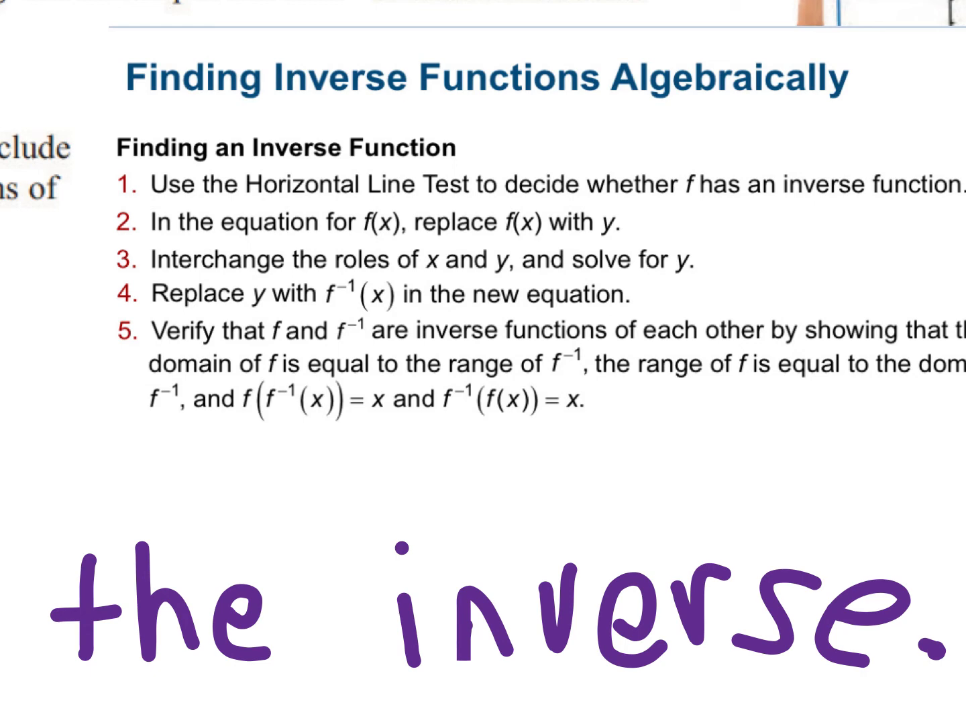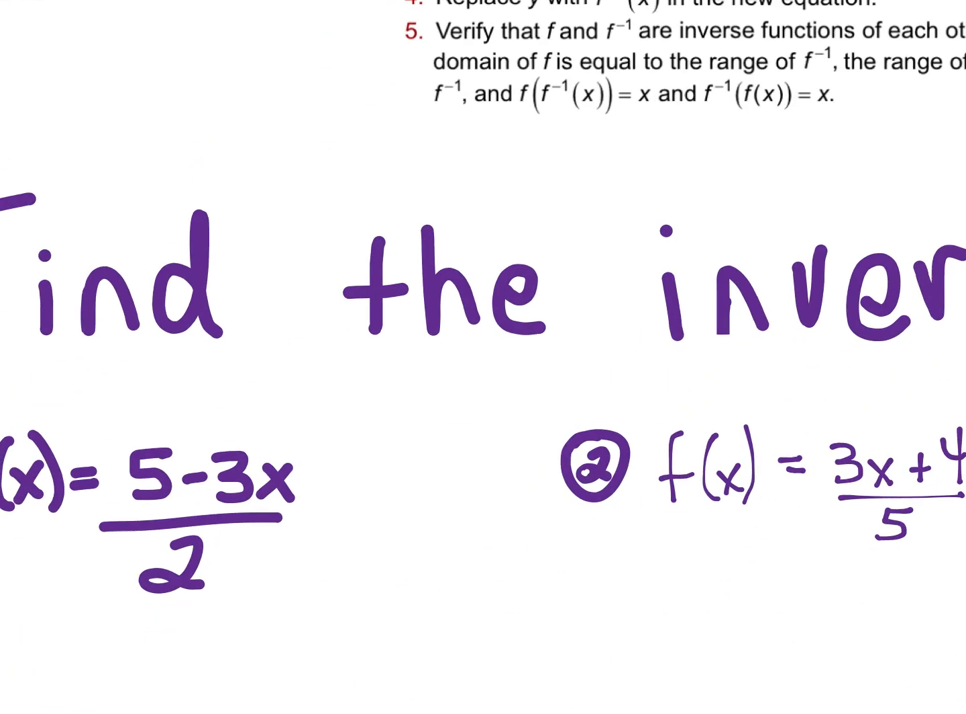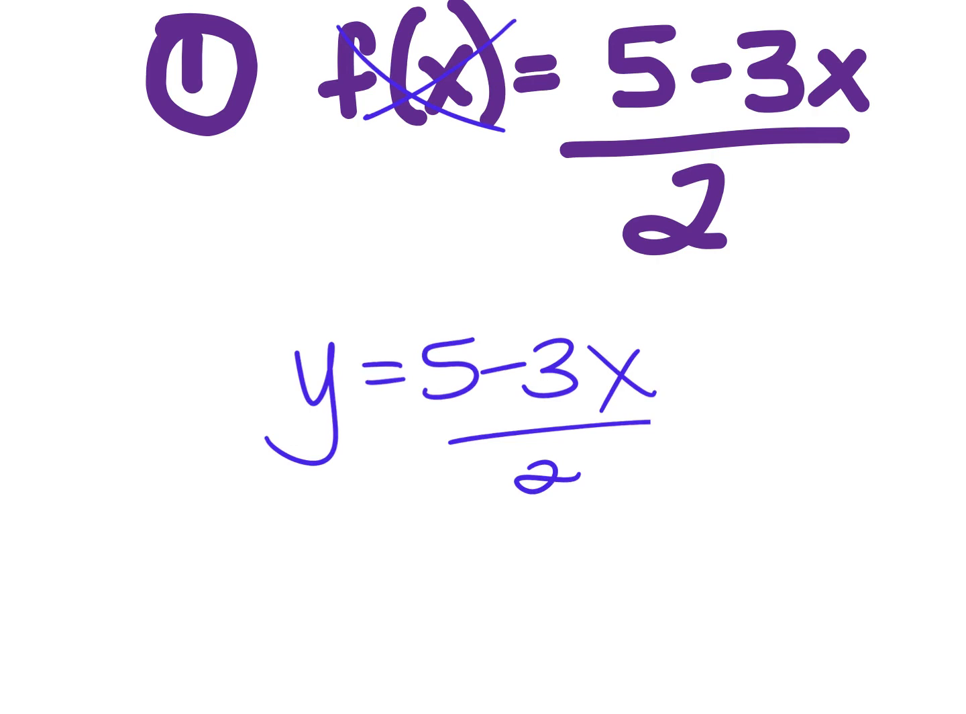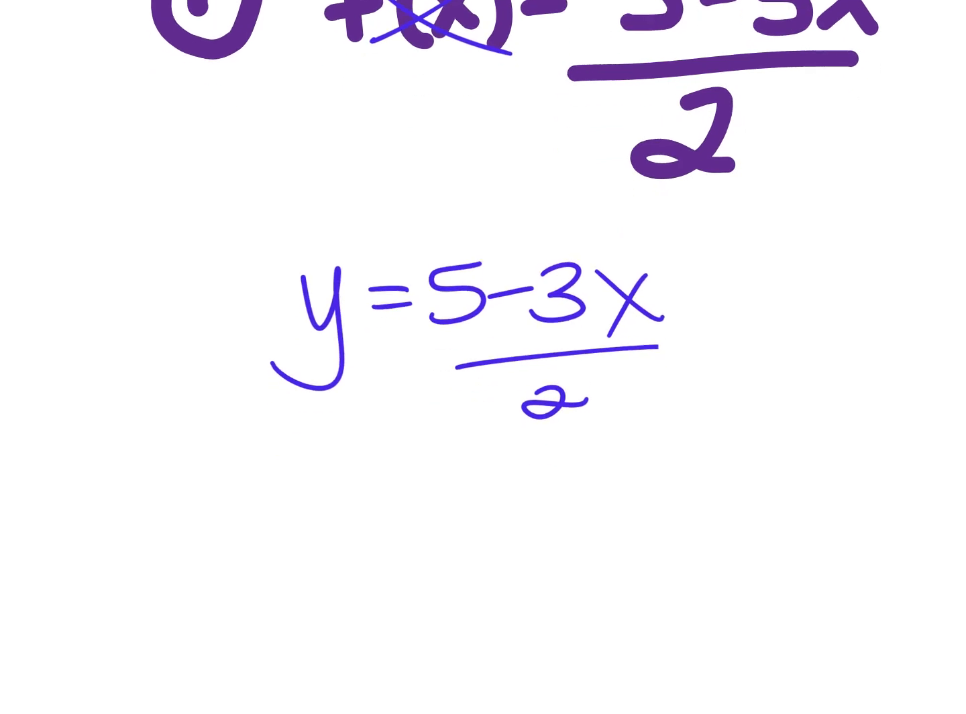But you're going to replace f of x with y and then switch or interchange x and y and solve. All right, watch. First thing I want you to do is replace f of x with what letter? Y. So y equals 5 minus 3x over 2. If I'm finding the inverse, what happens with x and y? They switch. So do that.